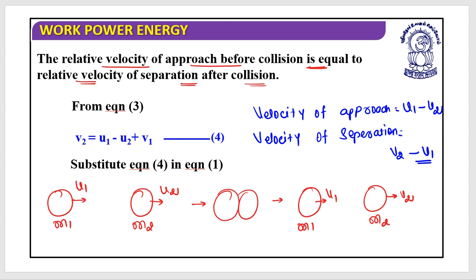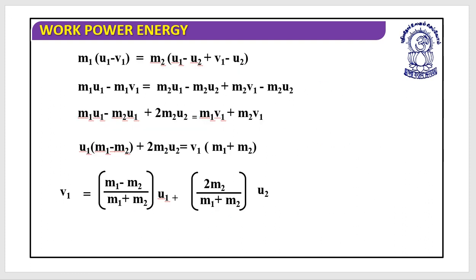So velocity of separation and velocity of approach would be equal. So we have v2 minus v1 equals u1 minus u2. And from this I can have the relation that v2 equals u1 minus u2 plus v1. Now let's substitute this relation in equation number 1. Once I replace it, I get m1 into u1 minus v1 equals m2 into u1 minus u2 plus v1 minus u2.